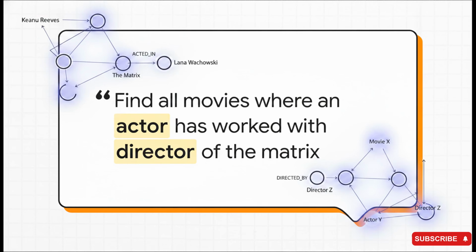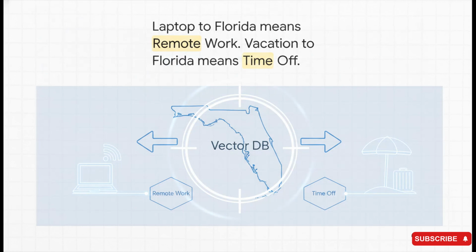It just hops from the Keanu Reeves node, travels right down the acted-in edge to The Matrix, and follows the directed-by edge straight to Lana Wachowski. It uses those pre-established connections instead of exhaustively scanning massive tables. Context is absolutely everything here.